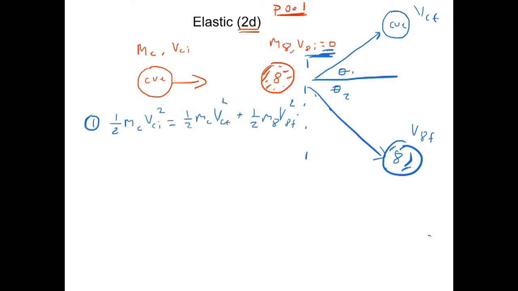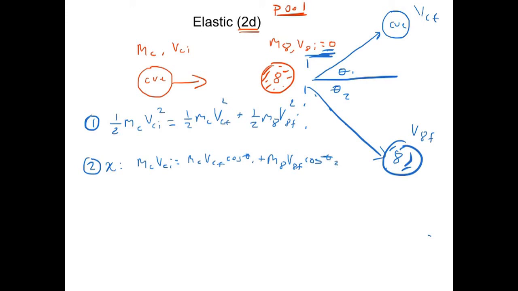The other set of equations is that momentum is conserved. And remember, momentum is a vector. So if we think about it in the x direction, my initial amount of momentum is just m_c v_c initial. And that's going to equal m_c, the final velocity of the cue ball, cosine theta 1, plus mass of the 8 ball times the final velocity of the 8 ball, cosine of theta 2.